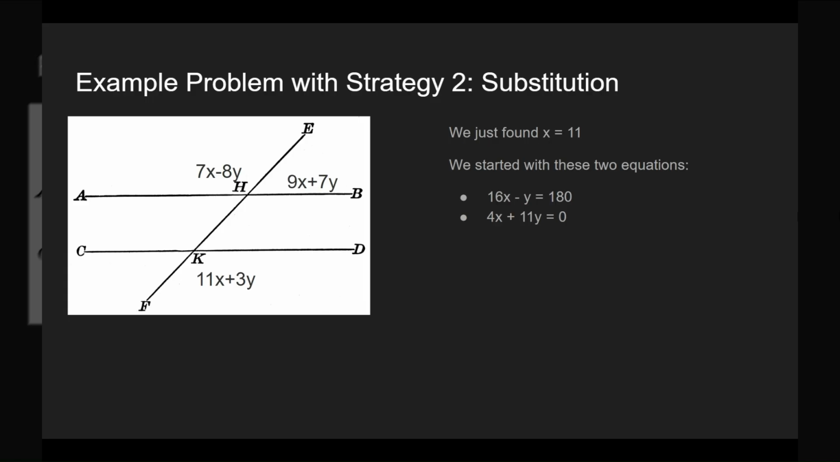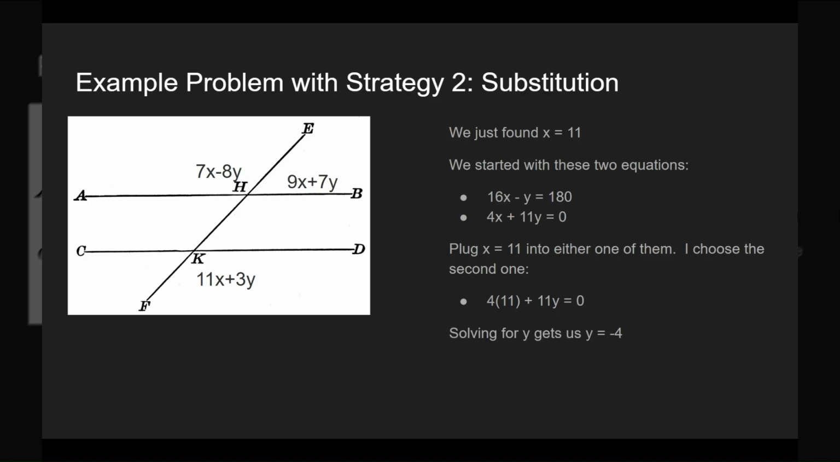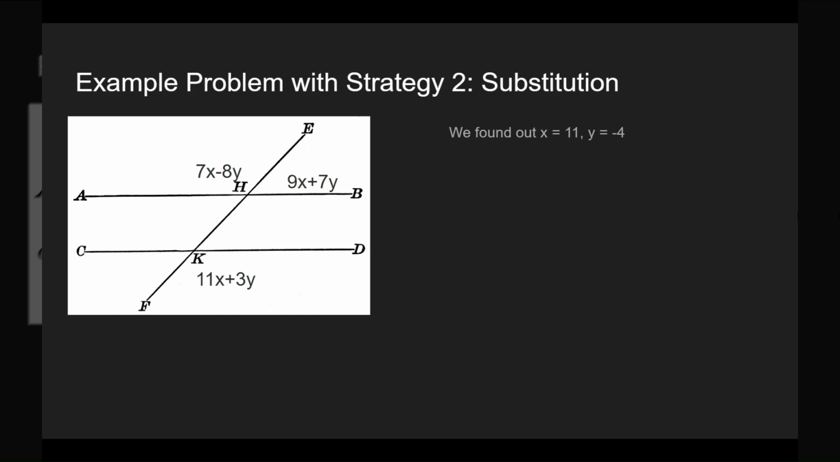I had started with these two original equations. I can plug x equals 11 into either one of them. Again, no wrong answer here. I'm choosing the second one just because I like it. So I get 4 times 11 plus 11y equals 0. And with a bit of algebra, I'm going to get y equals negative 4 as our answer for y. So we've found out that x is 11, y equals negative 4. Our final answer, once again, is an ordered pair, x comma y, 11 comma negative 4.